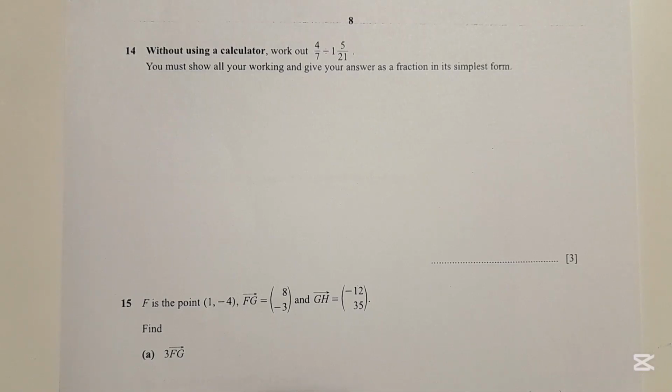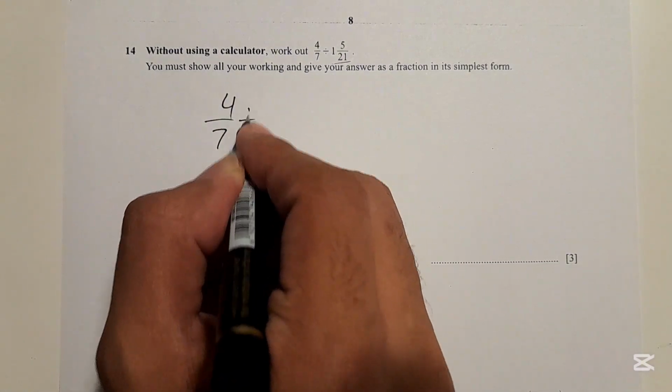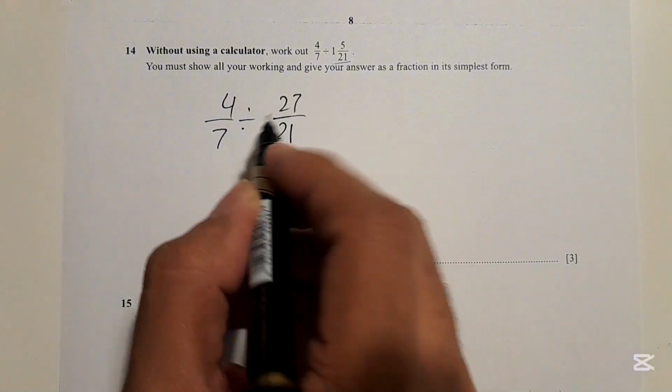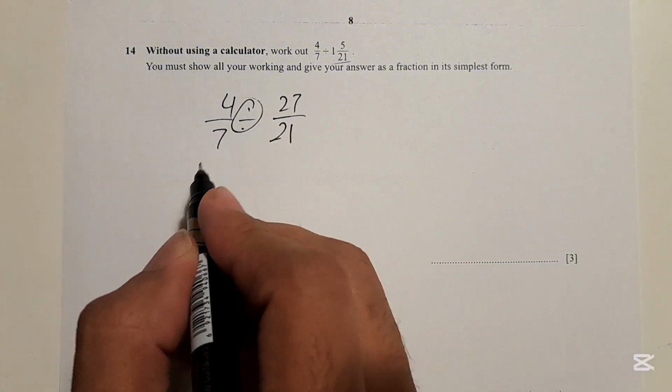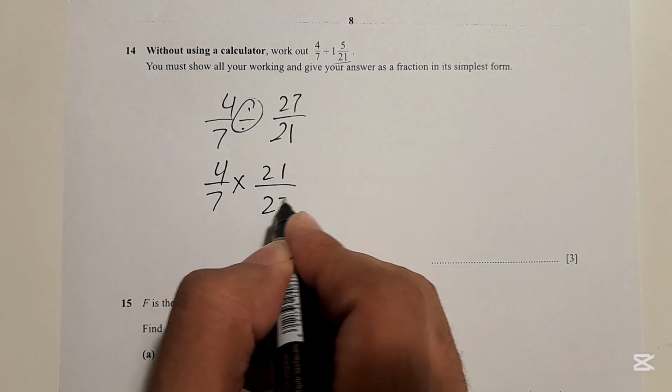Question 14 states, without using a calculator, work out 4/7 divided by 1 5/21. So first we will expand the mixed fraction. So 4 over 7 divided by 21 plus 5 is 27. Then we switch this division to multiplication. So 4 over 7 times 21 over 27.